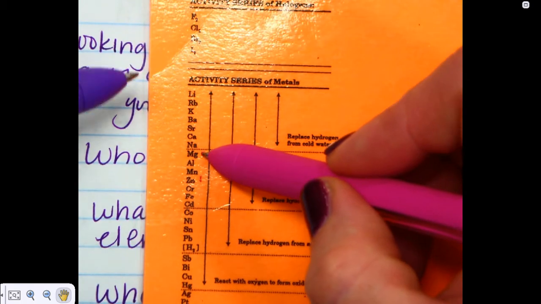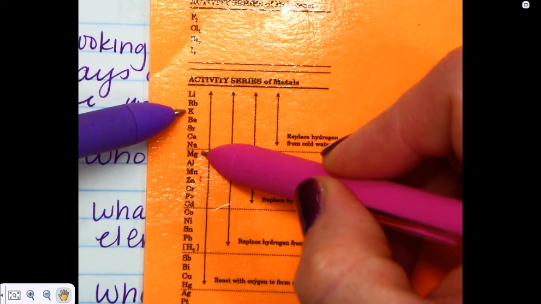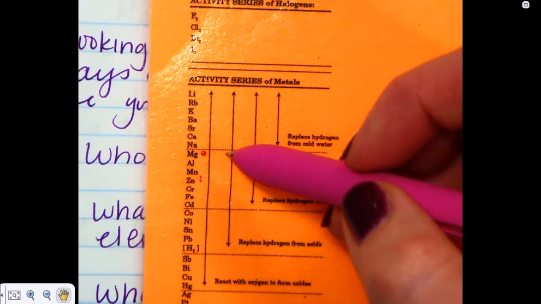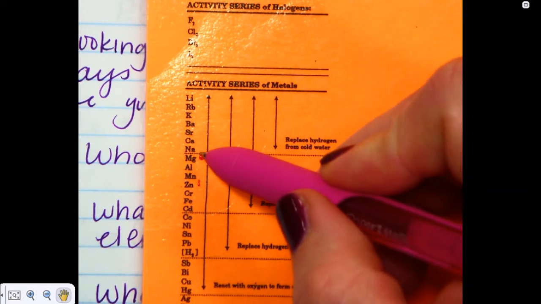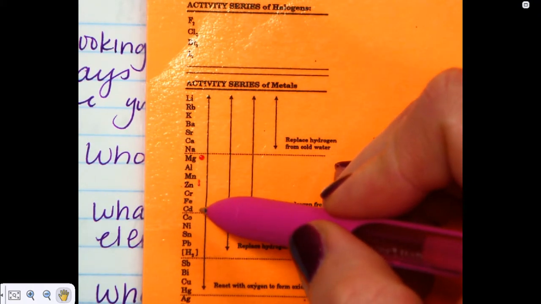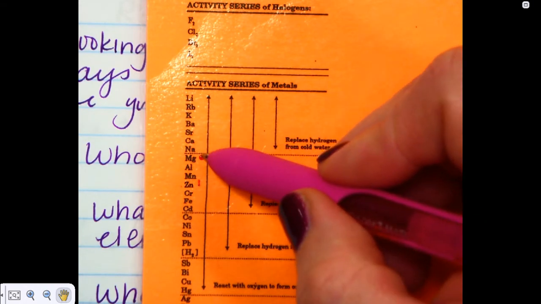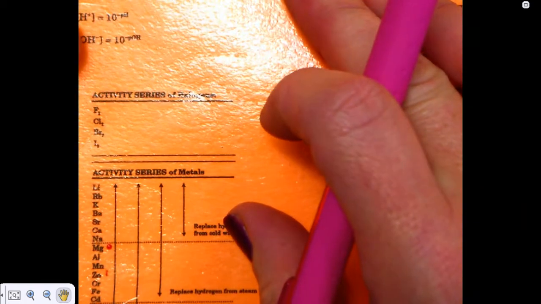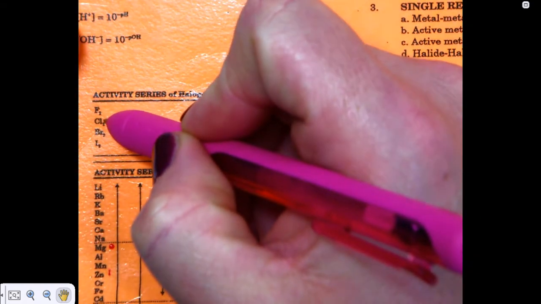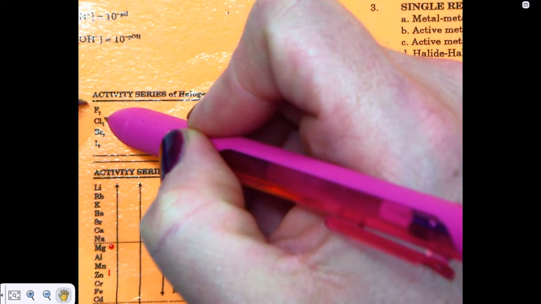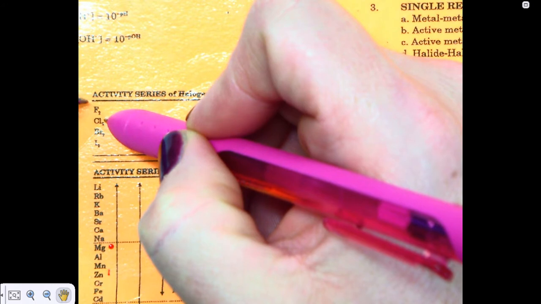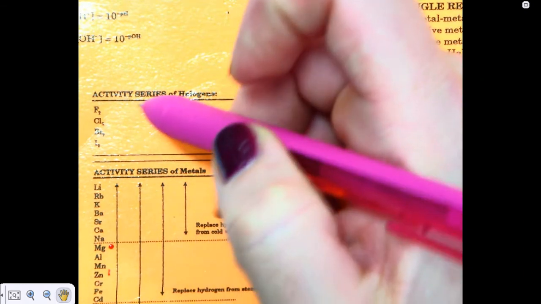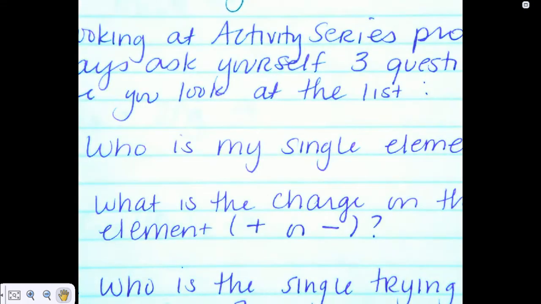But what if magnesium was my single element and potassium was in my compound? Well, magnesium is lower on the list than potassium, so magnesium cannot replace potassium. So a good rule of thumb is if you are above what you are trying to replace, it will work. If you are below what you are trying to replace, it will not work. Same thing on the halogens list. If my single halogen is chlorine and the one in the compound is fluorine, chlorine is below fluorine. Chlorine can't replace fluorine. But if the one in the compound was iodine, you bet chlorine can replace iodine. So you have to look at the position of the elements on the table. Ooh, let me zoom back out.